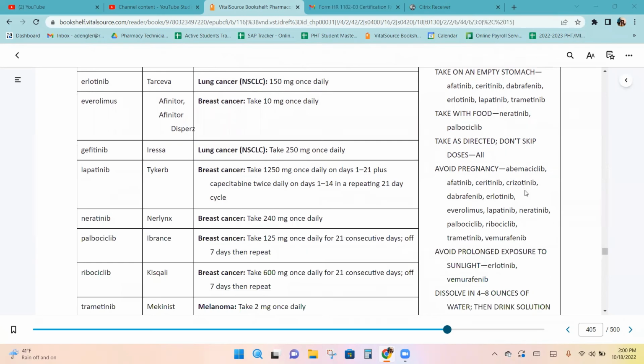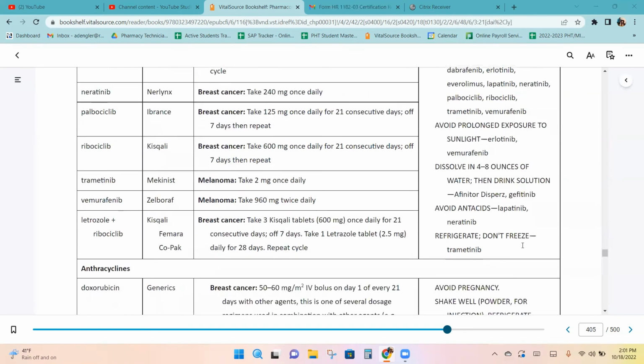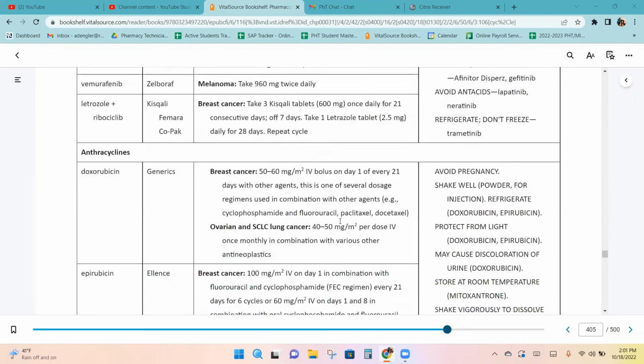Avoid pregnancy. All of those are listed. Avoid prolonged exposure to sunlight. That one is only affected by erlotinib and vemurafenib. Dissolve in 48 ounces of water, then drink solution, and that is going to be for the Afinitor Disperz, and avoid acids with these drugs, and refrigerate, do not freeze for the trametinib.